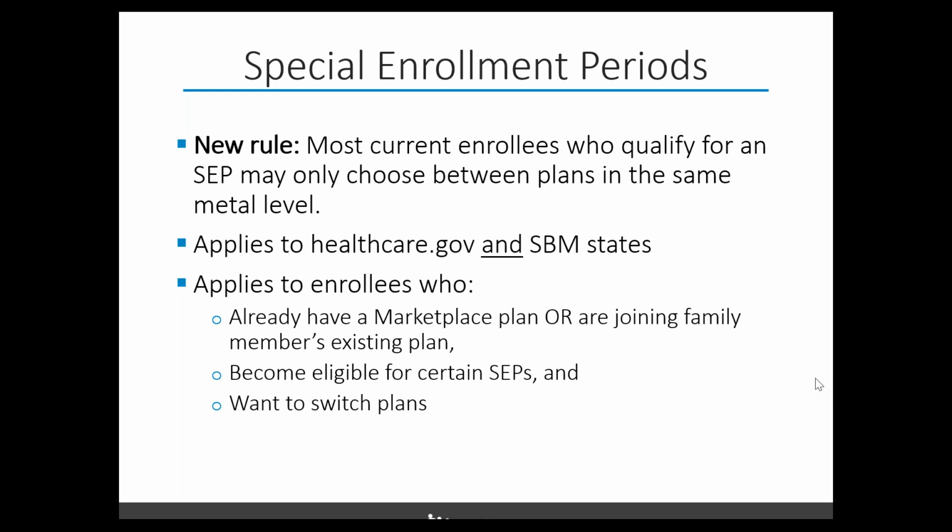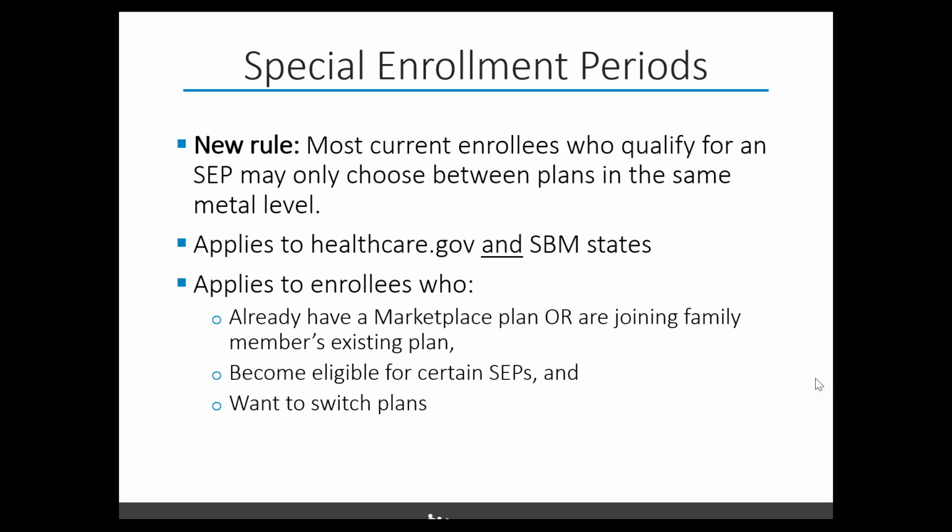And third, this only applies if the enrollee actually wants to change their plan. So in most cases, enrollees will only be able to choose from plans within the same category as their current plan. So if you have a bronze plan and you get an SEP because you move to a new county, you can only choose from other bronze plans.